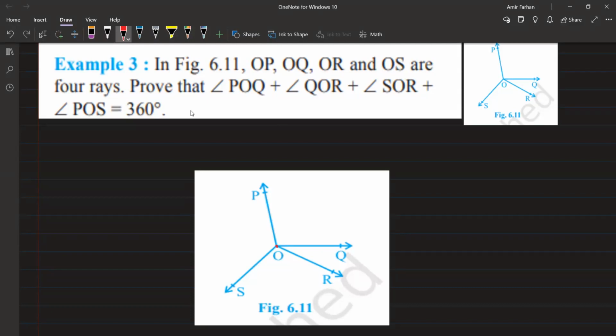Clear? We have four rays. Prove that angle POQ, this angle, QOR, let's suppose QOR, this angle, SOR, this angle, and POS is equal to 360. Clear? Yes. We have to prove this. Let's do this thing, how you will prove that thing.